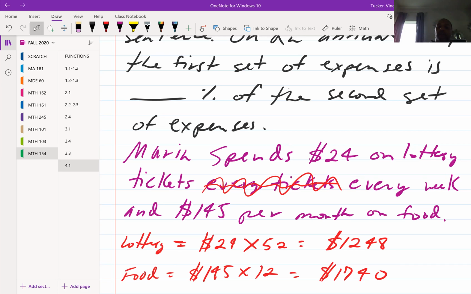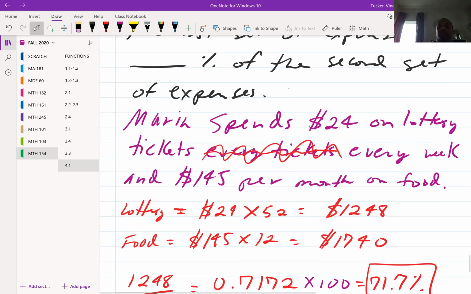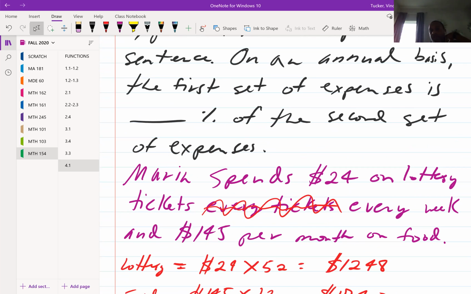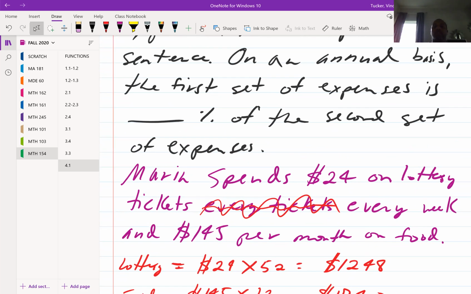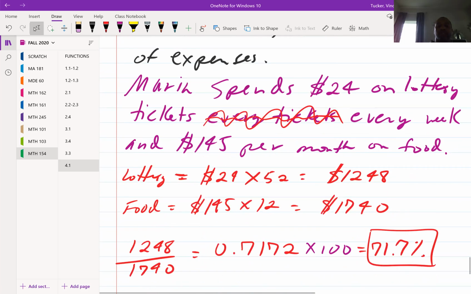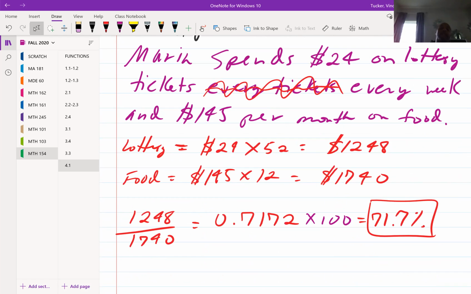All right. So remember, the first one is your numerator, second one is your denominator. Remember, it says first set of expenses in comparison to your second set of expenses. So your first set of expenses is a percentage of your second set of expenses.